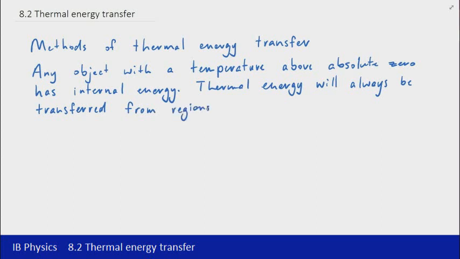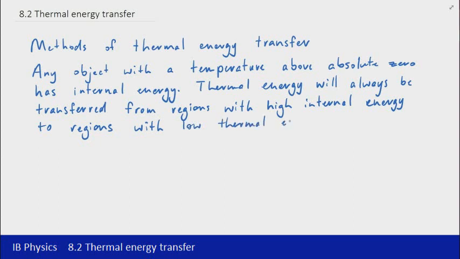And so we're going to refer here to regions rather than objects. Now we could have those regions being located within separate objects, or they could be within the same object. So in the end, we're looking at thermal energy always being transferred from regions with high internal energy to regions with low internal energy. So there's always going to be that flow of thermal energy from high to low thermal energy.